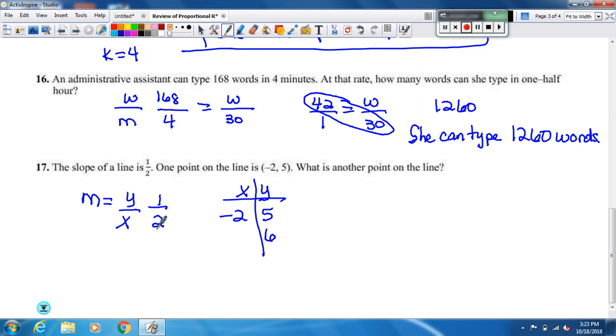And let's add 2 to the x. So -2 plus 2 is 0. So this right here would be another point on the line, (0, 6). There's an infinite number of answers you could have come up with. That's just one example.